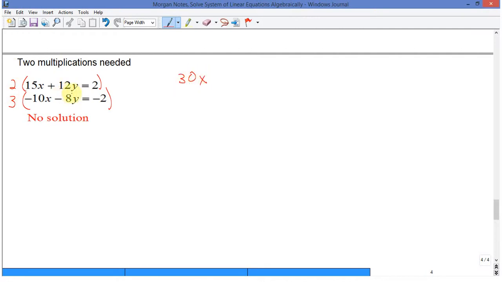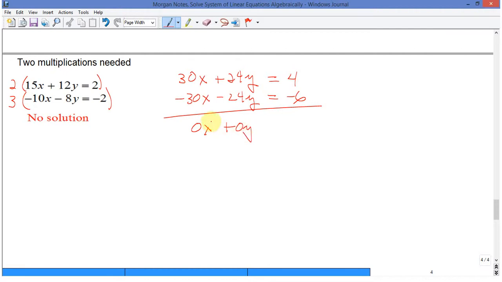2 times 12 is 24. 2 times 2 is 4. Okay, multiplying the second equation. 3 times negative 10. 3 times negative 8. And 3 times negative 2. Let's add them together. Okay, 30 minus 30, 0x. 24 minus 24, 0y. And on the other side, we have a negative 2. 0x plus 0y, well, that's 0.